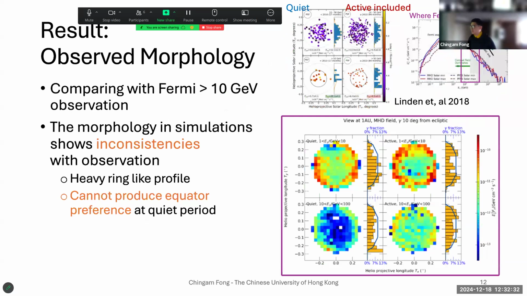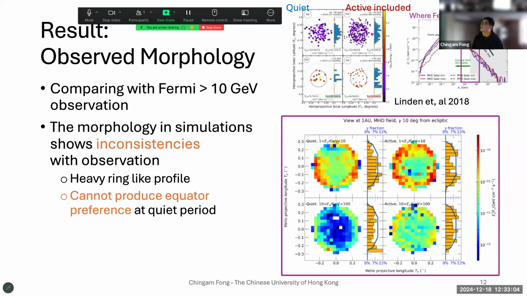And unfortunately, as mentioned before, Fermi only has angular resolution in the very high energy regime, which is where our simulation starts to deviate from observation, and that's indeed also the case in morphology. So all of our morphology results show a heavy focus, a ring-like feature around the edge of the sun, as mentioned before, because cosmic rays start to care about the magnetic field less and less.